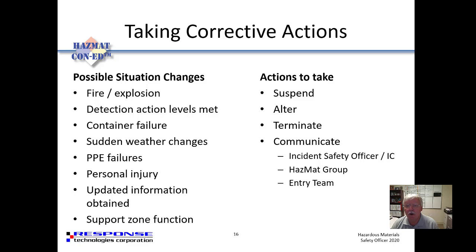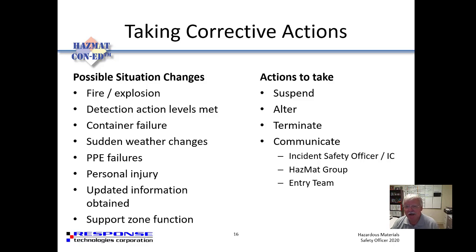And when we suspend, alter, or terminate the action, we need to immediately communicate that change to the incident safety officer or the incident commander, the hazmat group leader, and obviously the entry team needs to know about that change. Now, suspending and altering are our preferred methods of operation, if at all possible. If we can just hold off on doing something until something has changed, sort of suspend it, put it on hold briefly while decon gets ready or something else catches up, that would be preferred.